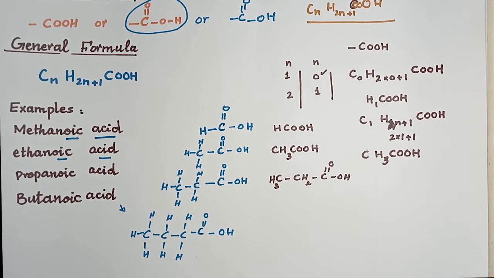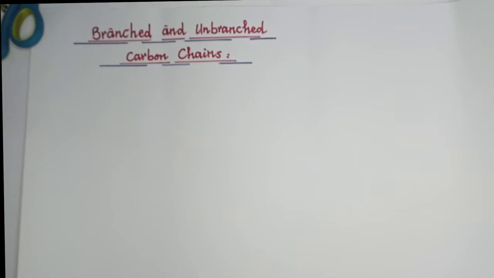And the next one. Okay, branched and unbranched chains. Unbranched chains means there is no branch. It is a straight chain.